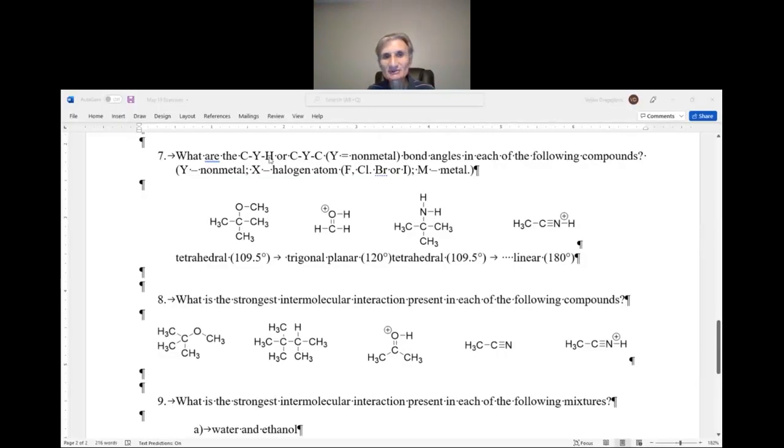So for each of those, C-Y-H, C-Y-C, you are looking for the geometry of the atom Y. That means, what is the geometry on oxygen? Oxygen, nitrogen, nitrogen. So this oxygen is tetrahedral, this oxygen is trigonal planar. Carbon also happens to be trigonal planar, but we're looking at oxygen. Nitrogen is tetrahedral. All these carbons are also tetrahedral, but we're looking at nitrogen. And this nitrogen is linear. This carbon is also linear, but the question is about nitrogen. Okay, hopefully that answered your questions, and let's move on to question 8.